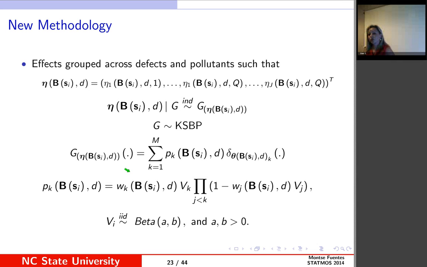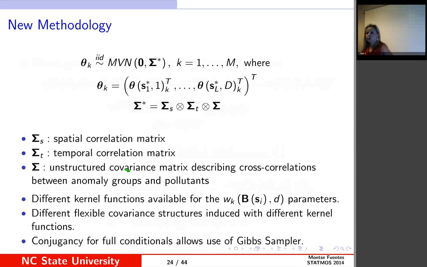Here the W is simply a kernel centered at some nodes of interest across space and time. It's a little bit higher dimensional kernel, but we are working with tensor products of kernels, so it's a temporal kernel multiplying a spatial kernel. So that's a relatively simple structure.